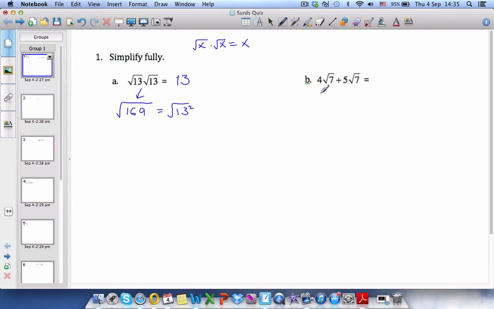Let's get this. B, 4 root 7 plus 5 root 7. So this is equivalent to 4x plus 5x. Then you would just do 9x, right? So here it's 9 root 7. You don't add the outside numbers and the inside numbers, so you wouldn't get 9 root 7 plus 7 or something like that. When you add, these radicals don't change.